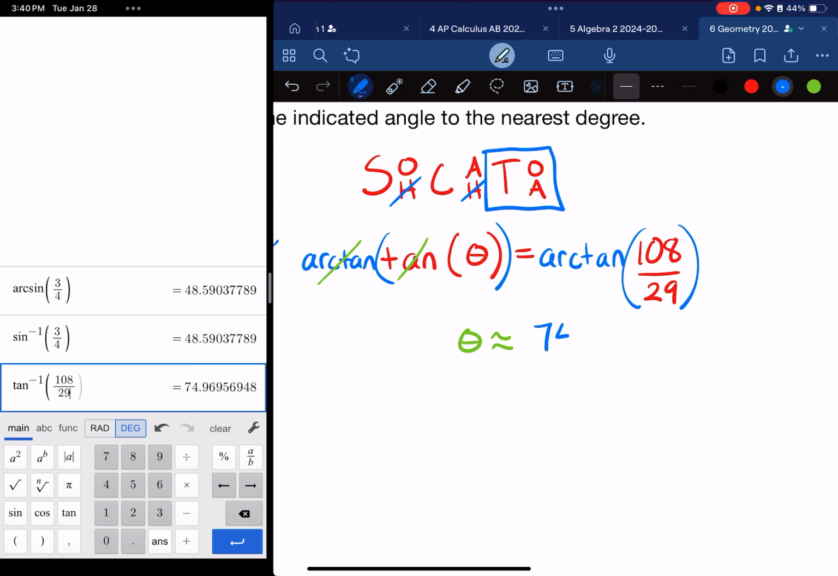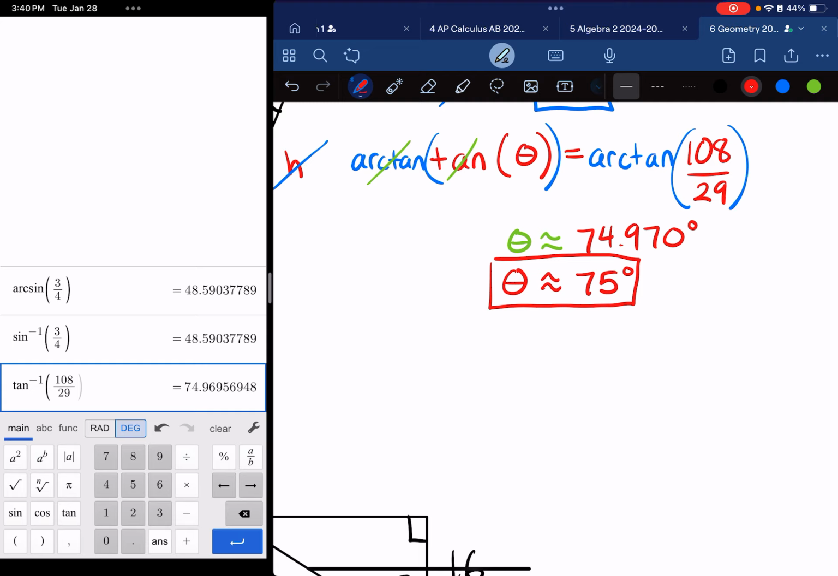This is 74.970 if I'm rounding it. I like my colors. And I need to round it to the nearest whole number. So theta in this case is actually going to be equal to 75. Again, I need to have degrees here so I don't mistake this for radians. We'll talk about the difference between radians and degrees in another lesson shortly. All right, first problem done.